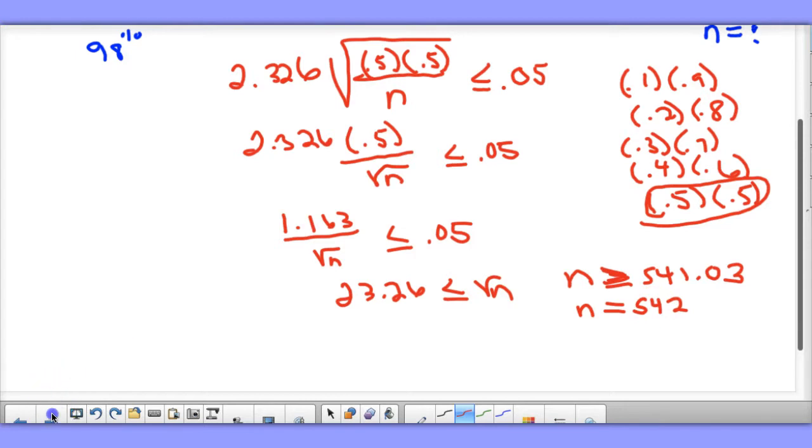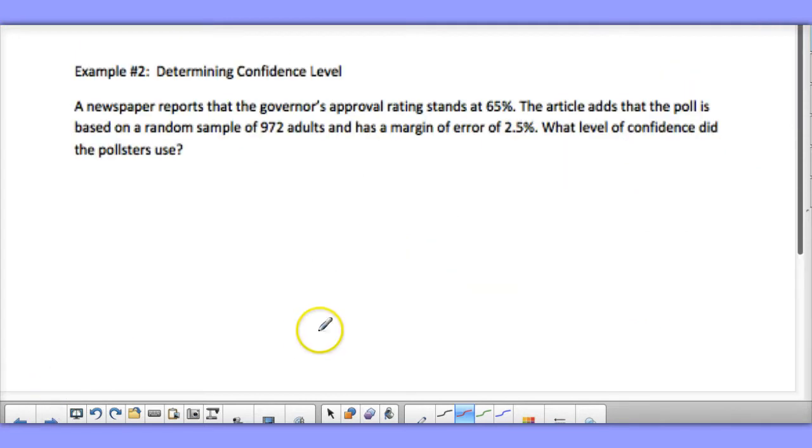Let's take a look at determining confidence level. Here we have a newspaper reporting that the governor's approval rating is at 65%. The article adds that the poll is based on a random sample of 972 adults, so that's our n, that's our sample size, and the margin of error is 2.5%, so 0.025. The question is, what level of confidence did the pollsters use?